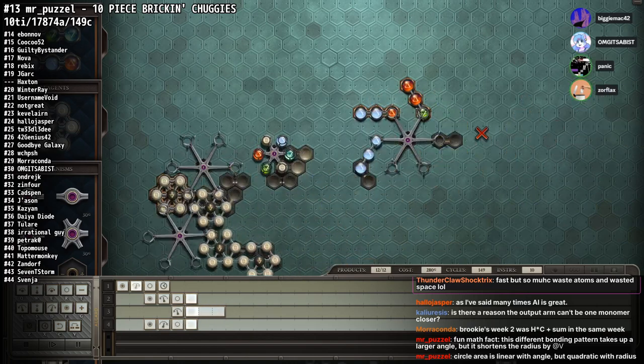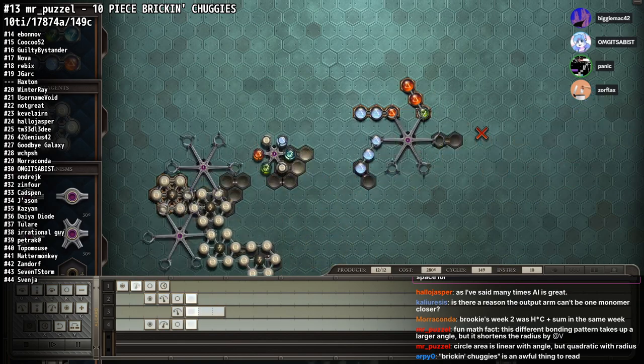Oh yeah, fun chicken math fact. The different bonding pattern takes up a larger angle, but it shortens the radius by a lot, because the circle area is linear with angle but quadratic with radius. Making a meaningfully shorter waste chain. Mm-hmm.